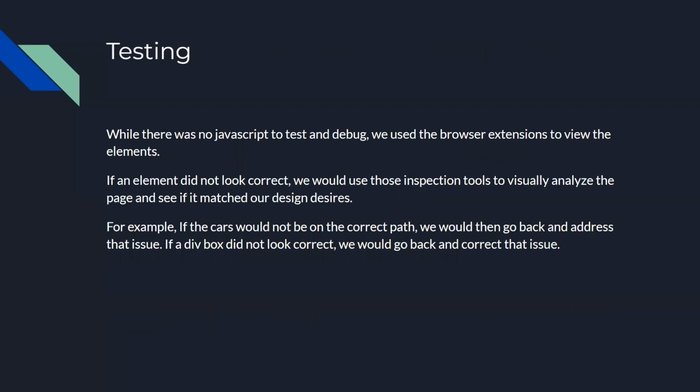Testing. So as I said before, there's no JavaScript in this project. For testing and debugging, we use the browser extensions to view the elements. If elements do not look right, we use the inspection tools to visually analyze the page and see if it matched our design desires. For example, if the cars would not be on the correct path, we would go back and address that issue. If a div box did not look correct, we would go back and correct that issue as well. Or say a margin is out of place, or it's too big, or it just doesn't look right. We'll go back, try and see what's wrong, and fix the issue using the inspection tool. And well, that is all from me.